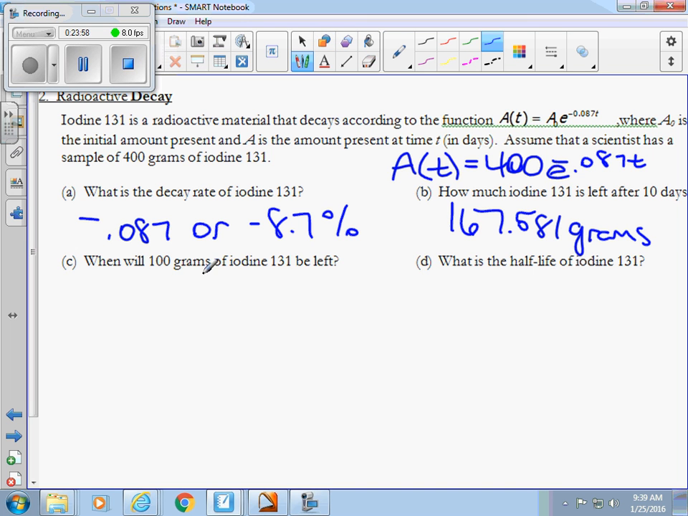When will 100 grams be left? How am I going to do that? How do I find when 100 grams will be left? Plug that in for A of t. So I want to do 100 equals 400 e to the negative 0.087 t.